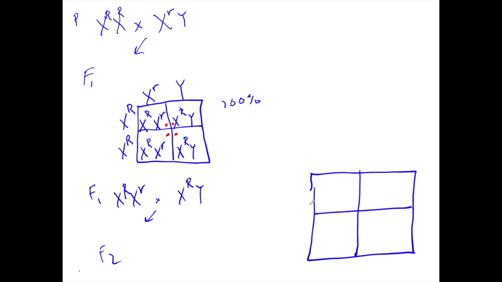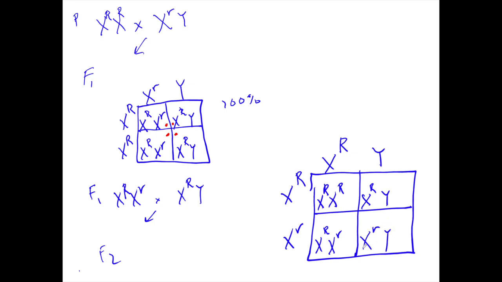Now, the males, the possible gametes they can make is X with a big R or Y. And the females, X with a big R, X with a little r. Fill it in just like before: X big R, X big R; X big R, X little r; X big R, Y; X little r, Y.